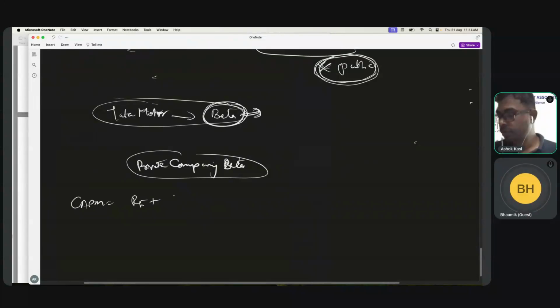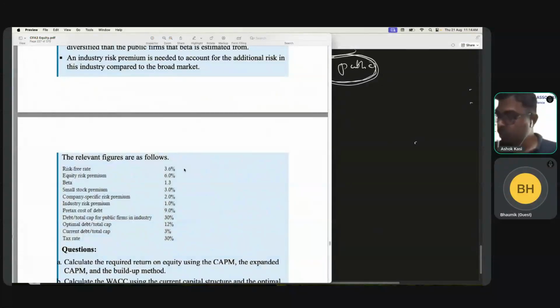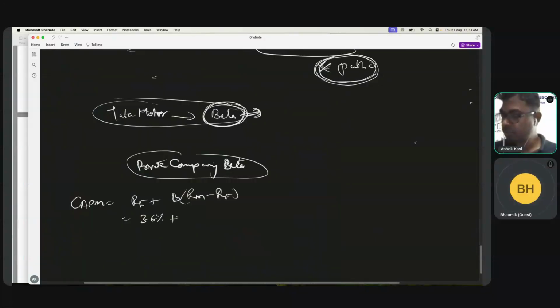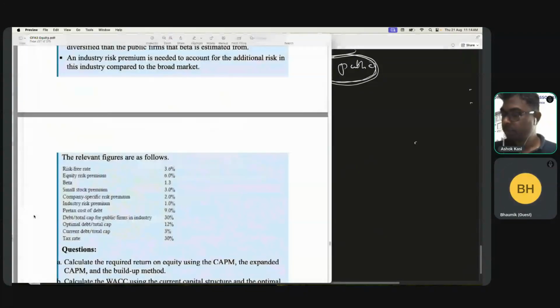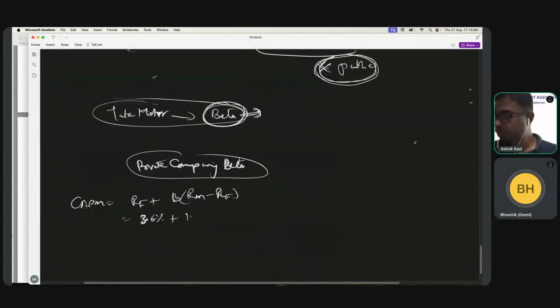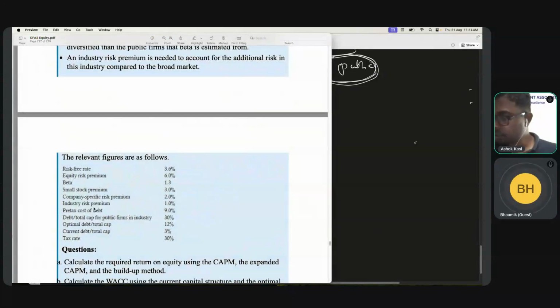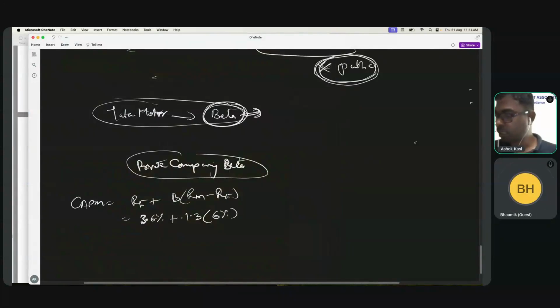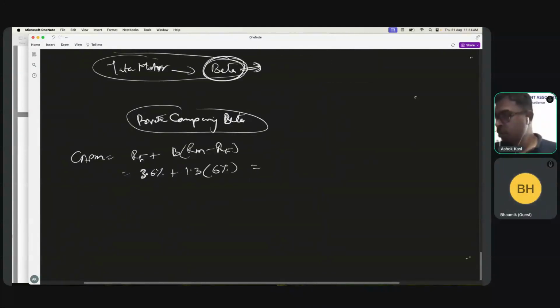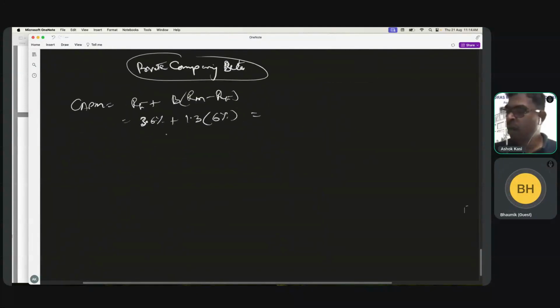Risk-free plus beta times (return of the market minus risk-free). Risk-free is 3.6 percent plus beta is 1.3 times the equity risk premium of 6 percent. Just calculate this. 11.4.